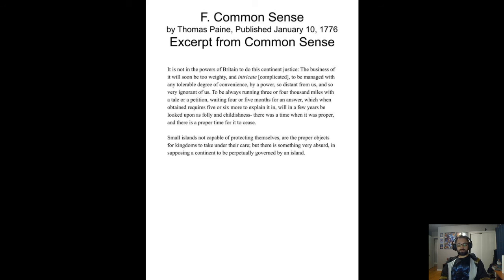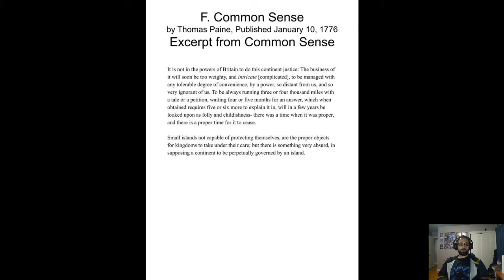Continuing Source F, these are just some excerpts. Now, this language is not particularly friendly to us now because they talk differently back then. So this might sound a little complex and complicated, but I'll try to break it down as best I can here. So the excerpts say, it is not in the power of Britain to do this continent justice.